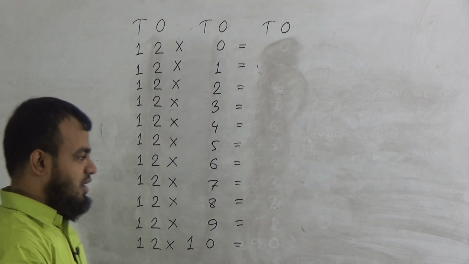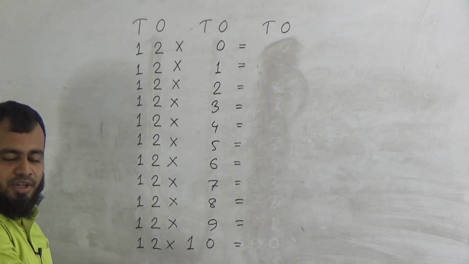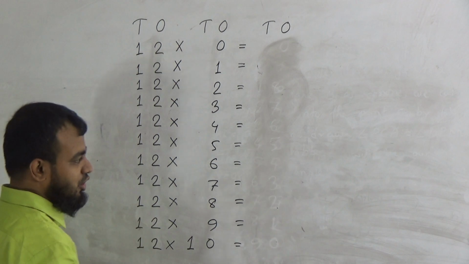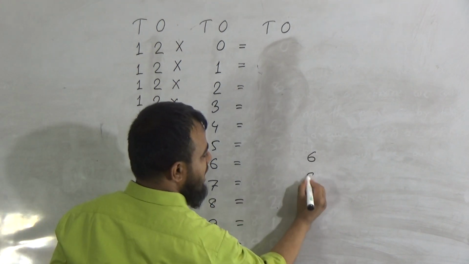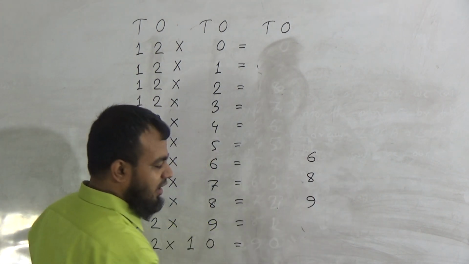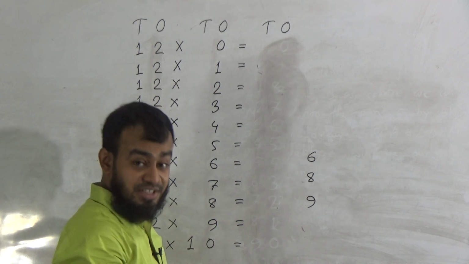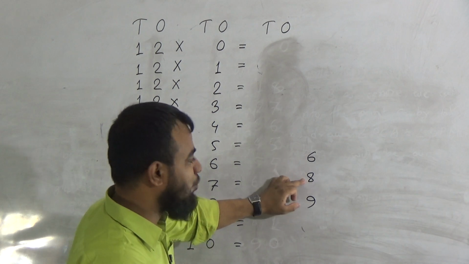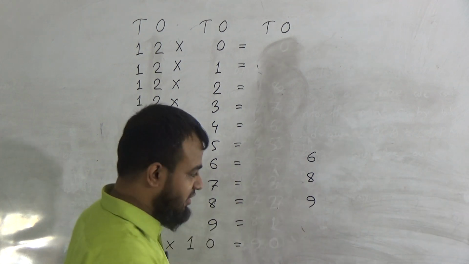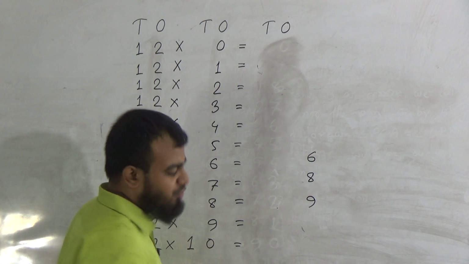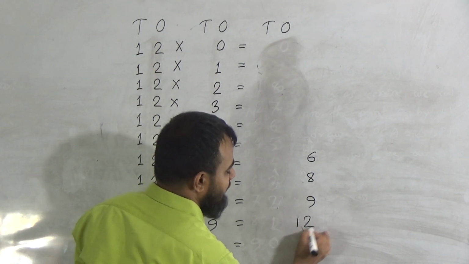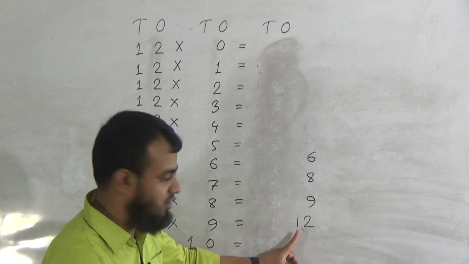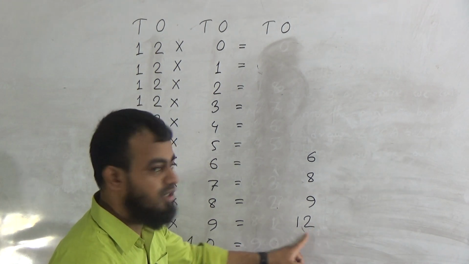Dear students, before we have written here on the board the times table of 6, times table of 8, times table of 9, but look, 6, 8, 9, these are single digit numbers. That means this number has only one digit. But when I am going to write down the times table of 12, 12 is a double digit number. That means it has two digits. This 1, 2, two digits.